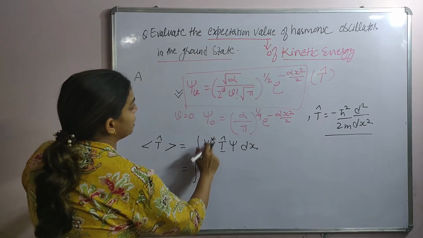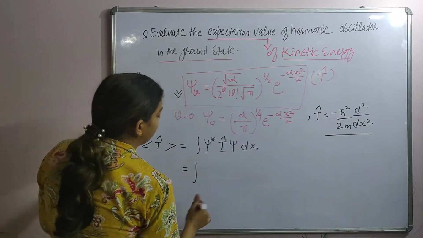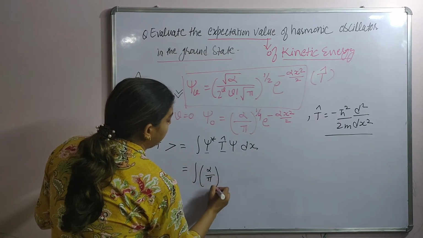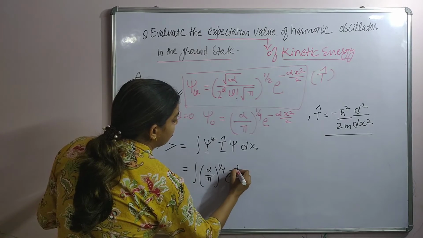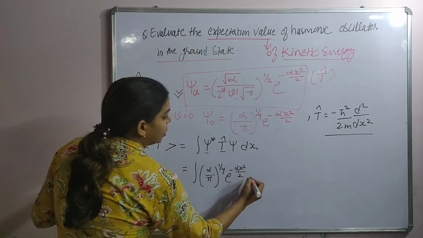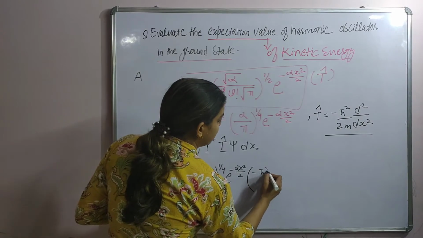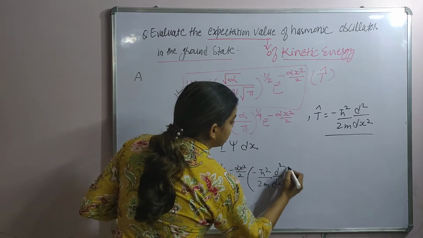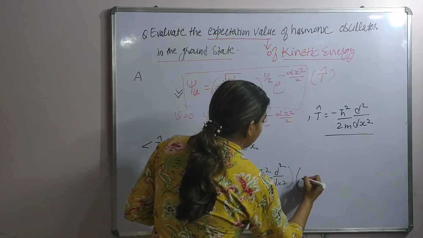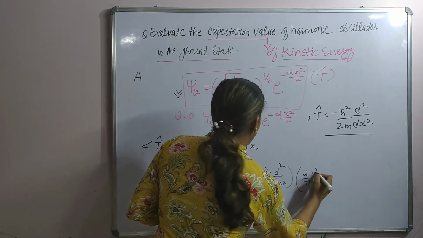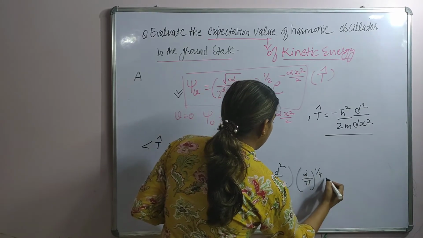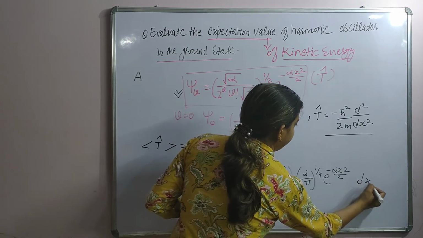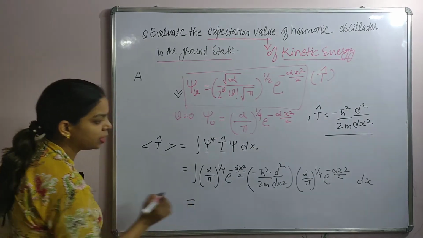So for psi star, there is no complex part, so it will be like that only. Hence (alpha by pi)^(1/4) e raised to power minus alpha x square by 2, into minus h bar square by 2m d2 upon dx square. Here again we have (alpha by pi)^(1/4) and e raised to power minus alpha x square by 2 dx. This becomes the expression.